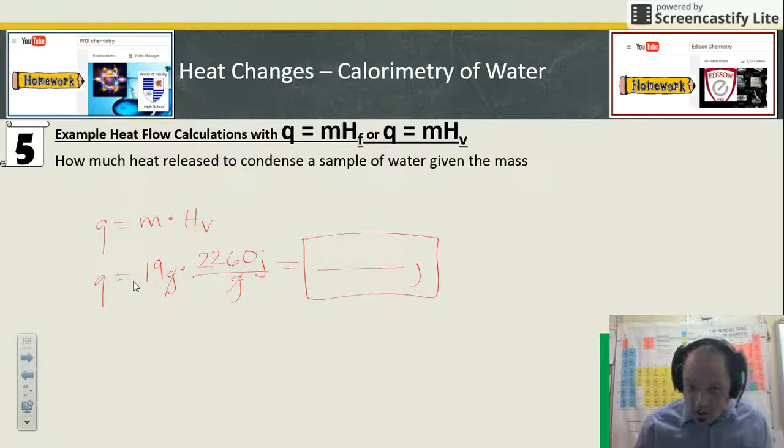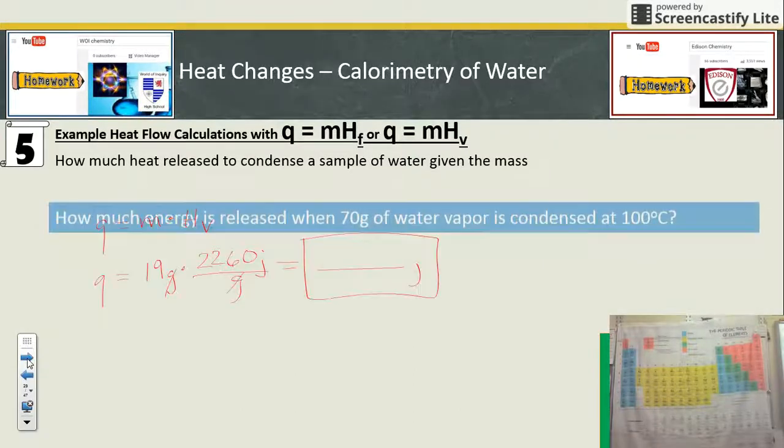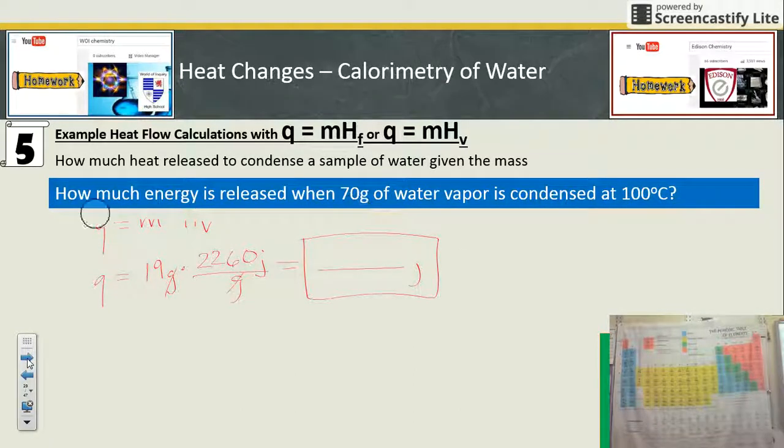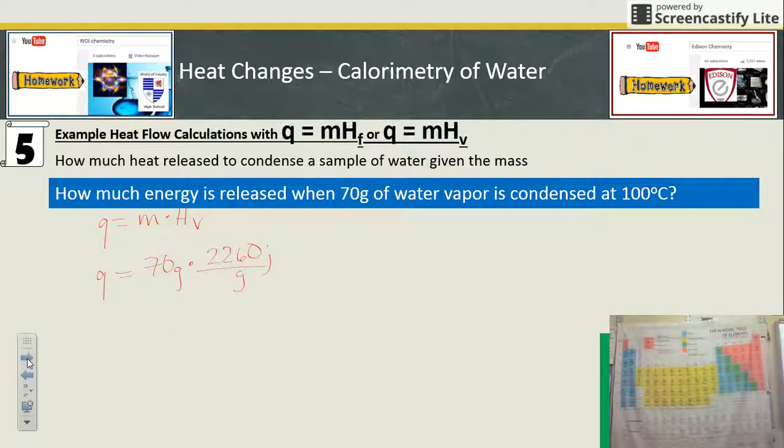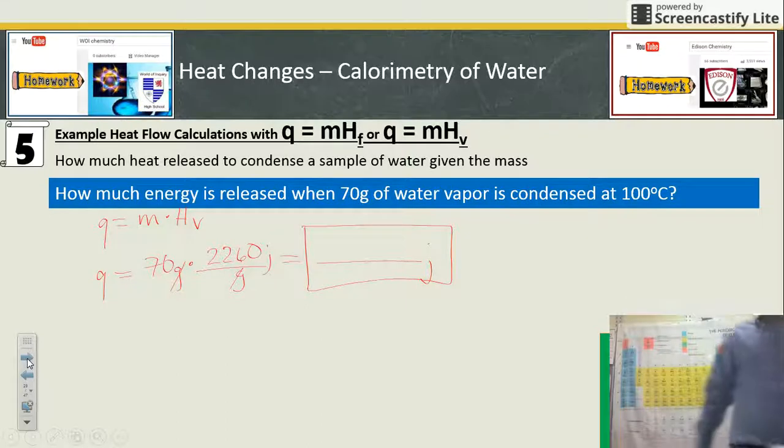And we're going to do the last one, which is a condensation. Okay, same equation, but instead of heat being absorbed, it's heat being released. Okay, so I'll use the same equation. I always write it over. Q equals mass, 70 grams. HV is 2260 joules per gram. Grams drops out, leaving the units of joules at the end. And it's a simple multiplication problem to solve.